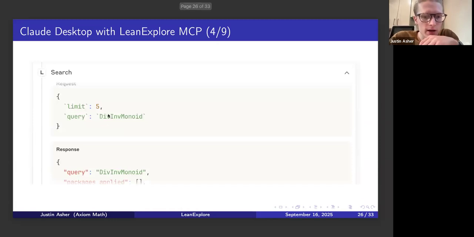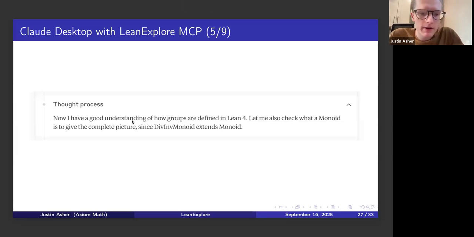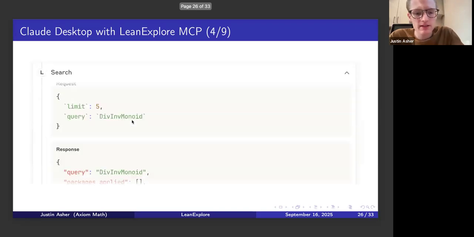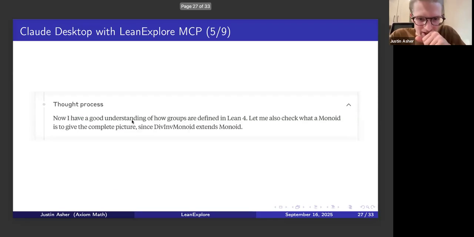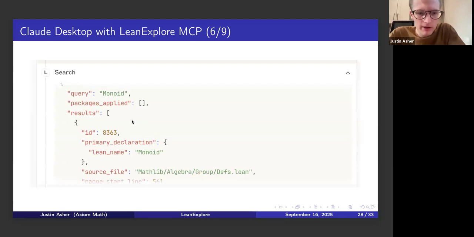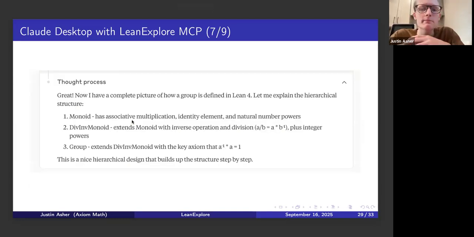And so then it would search for that as well. And it would say, okay, let me find the first five results. Let me look up the divisible invertible monoid. And it would go, okay, now I have a good understanding of how groups are defined in Lean 4. Let me also check what a monoid is, because this thing would extend a monoid. So then it also looks up what that is, and it finds what a monoid is. And it goes, great, now I have a complete picture of how a group is defined in Lean 4. Let me explain the hierarchical structure, where it's a monoid, it extends a division with inverse operation and division plus integer powers, and then that extends a group. This is a nice hierarchical design that builds up the structure step by step.